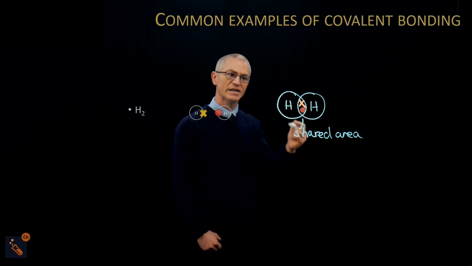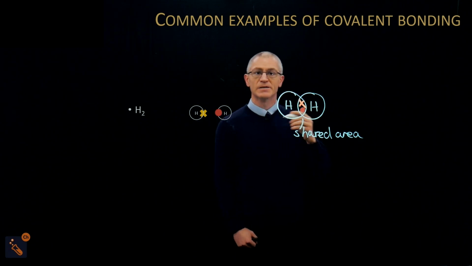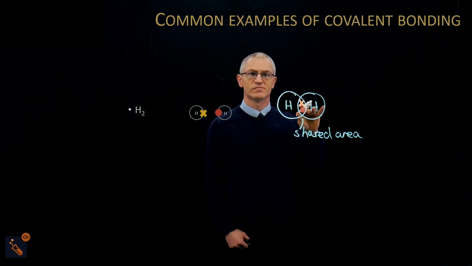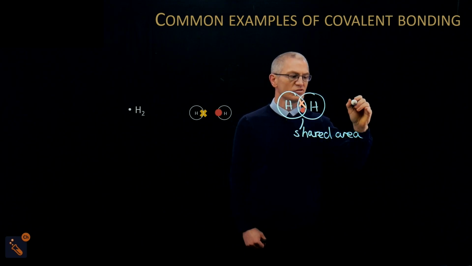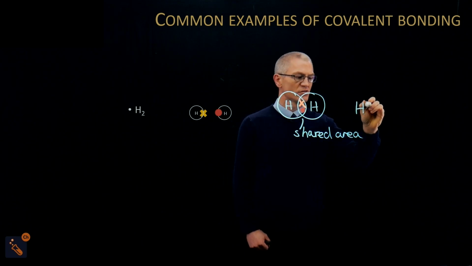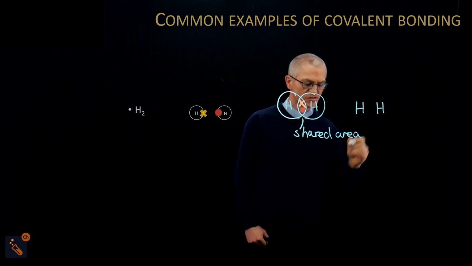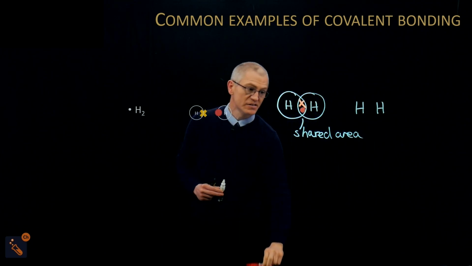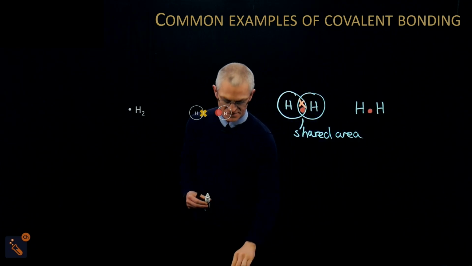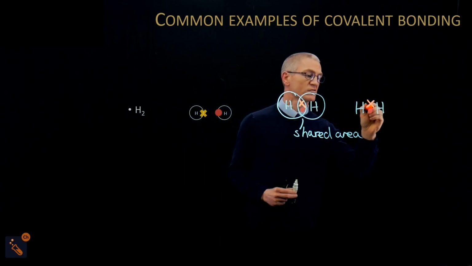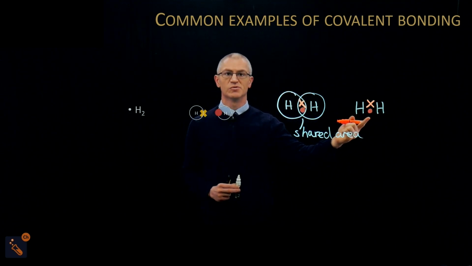Now we move on a little bit in A levels. What you can do in A levels is you don't actually have to draw these shells. They don't need you to draw the shells, so you can actually just draw it like this. There's our two H's, and all I do is take the electrons and put them in the center of the two H's. And that's also acceptable.